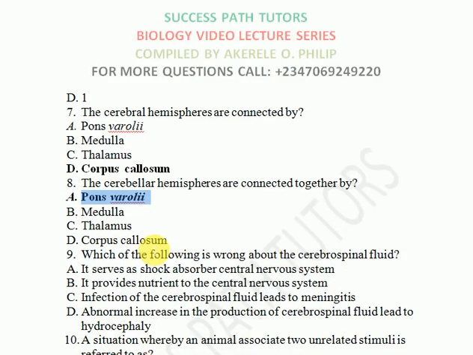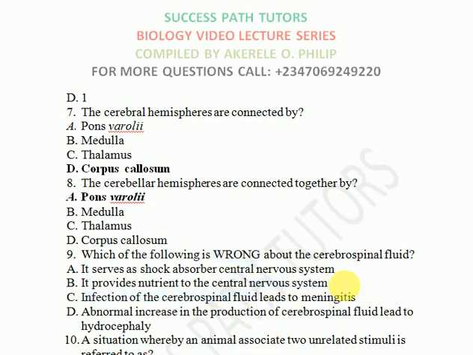Which of the following is wrong about the cerebrospinal fluid? Let me add at this point that a student once asked me where cerebrospinal fluid is formed. It is formed in the ventricles of the brain, all right, within the ventricles of the brain. Okay, so which of the following is wrong about that? Let me make this word "wrong" big enough so that you can see it together.